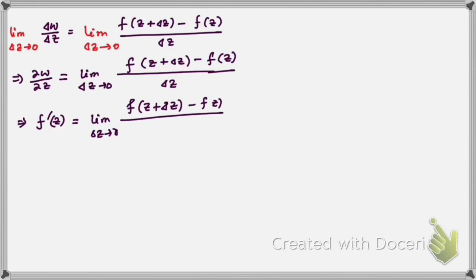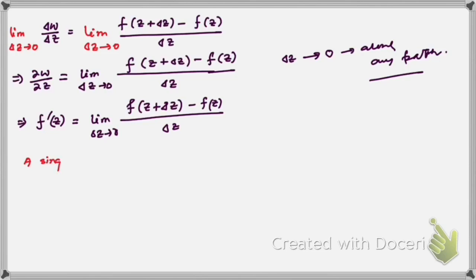So we have got this. And remember one thing, z may approach 0 along any path. That means it is independent of path. Okay, so now you see, a single valued function f of z is differentiable.